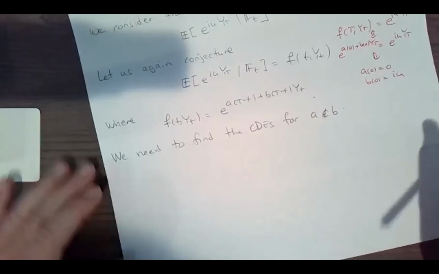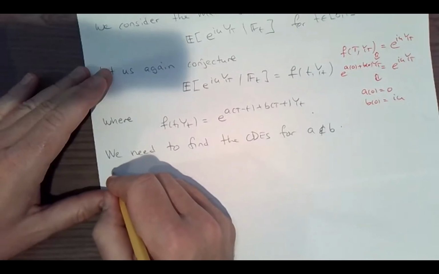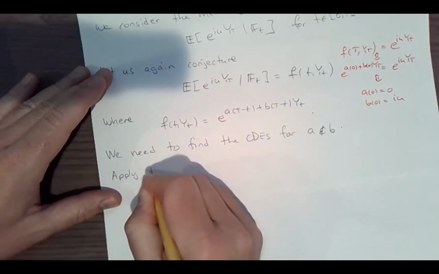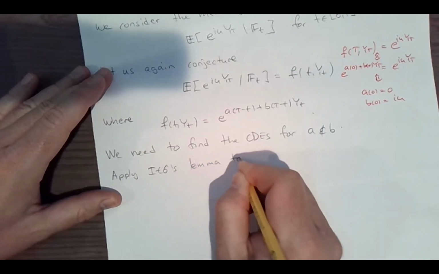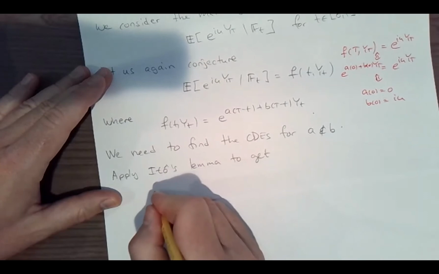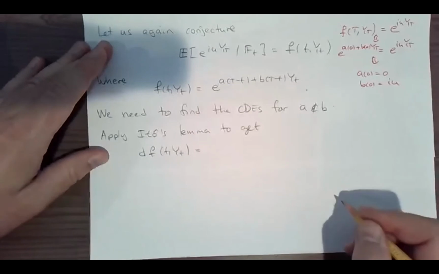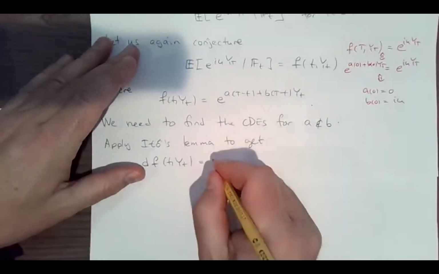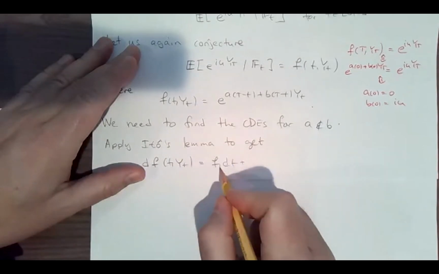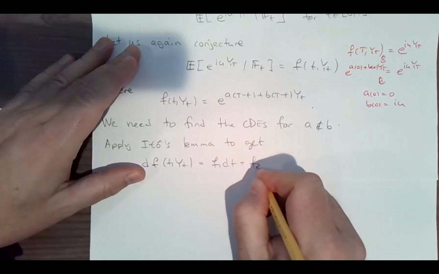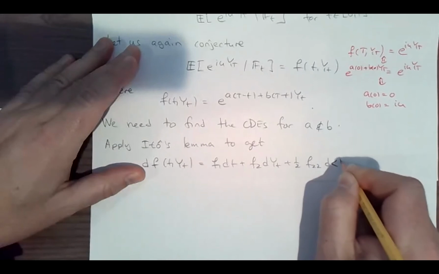Okay, how do we do it? Well, we need Ito's lemma. So we need all these derivatives one more time. So we apply Ito's lemma, I get df of t by t. That would be just as before. This would be f1 dt plus f2 dY_t plus 1/2 f22 quadratic variation of Y.